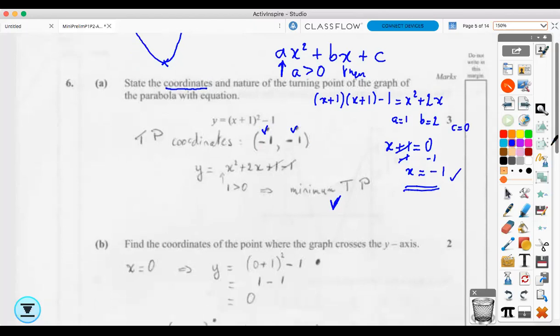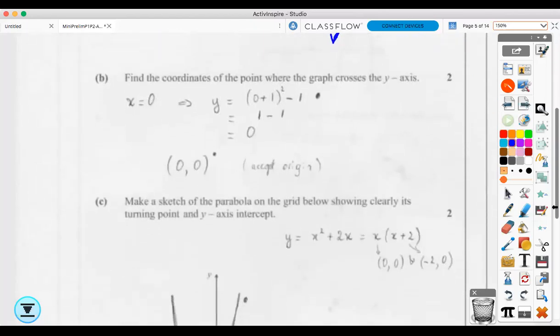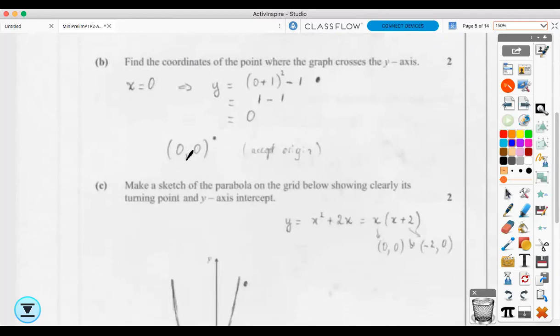Now, the next question was find the coordinate of where the graph crosses the y-axis. So that's what we call the y-intercept. That happens when x equals 0. So quite a few got that okay. So you just substitute x with 0. So 0 plus 1 squared becomes just 1. Take away 1 becomes 0. So find the coordinates again. People that just wrote x equals 0, and left it, y equals 0 there, wouldn't get the mark. But if you do, it's the origin point, you would still get the mark.